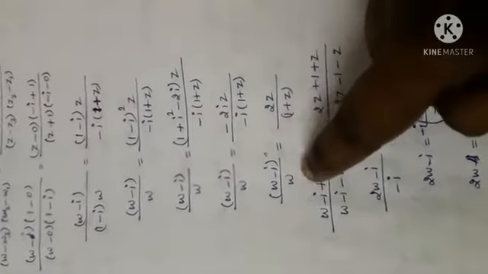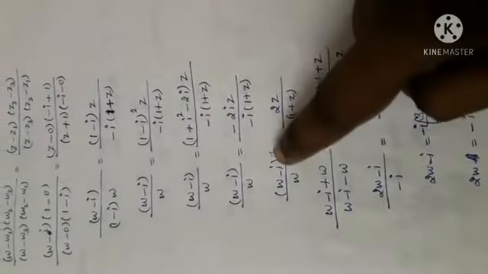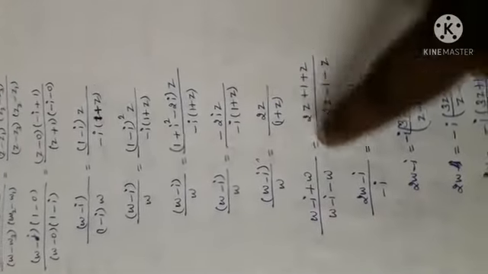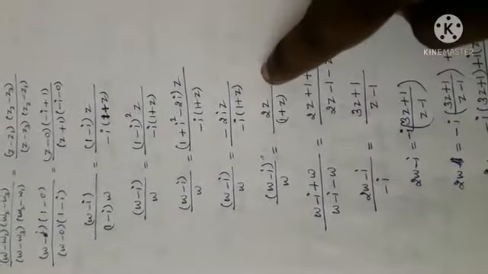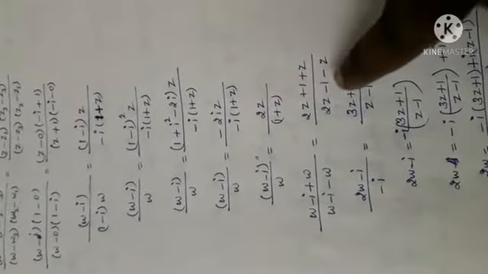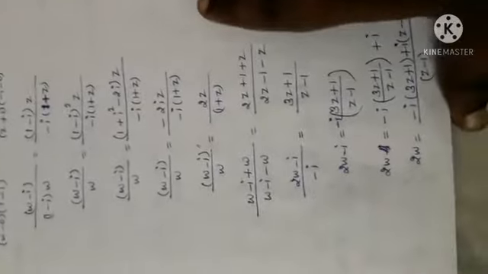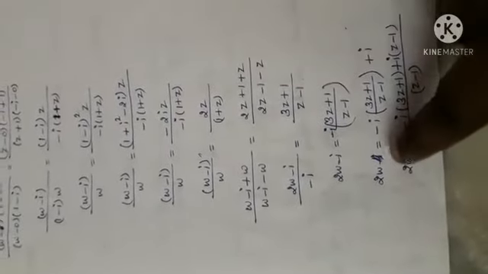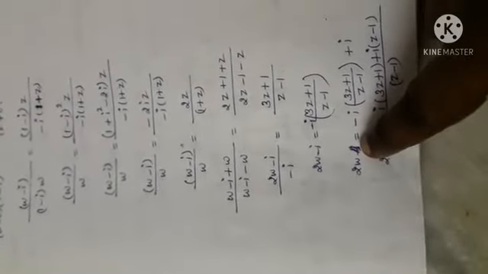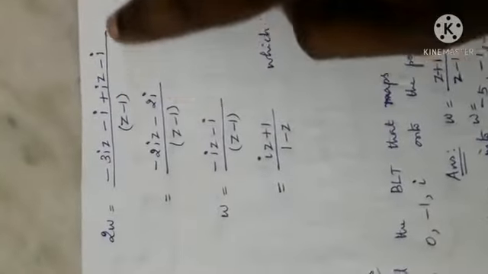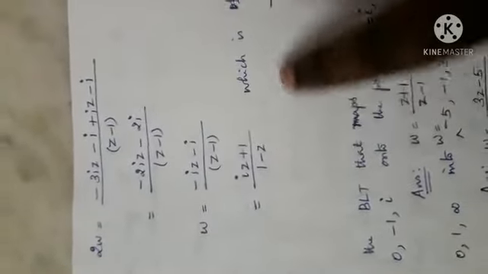Now it is of the form a by b is equal to c by d. Simplify to the maximum, then use the componendo dividendo rule. A plus b by a minus b is equal to c plus d by c minus d, minus 1 minus z. Now simplify, find the answer for w, because we need w which is of the form az plus b by cz plus d.